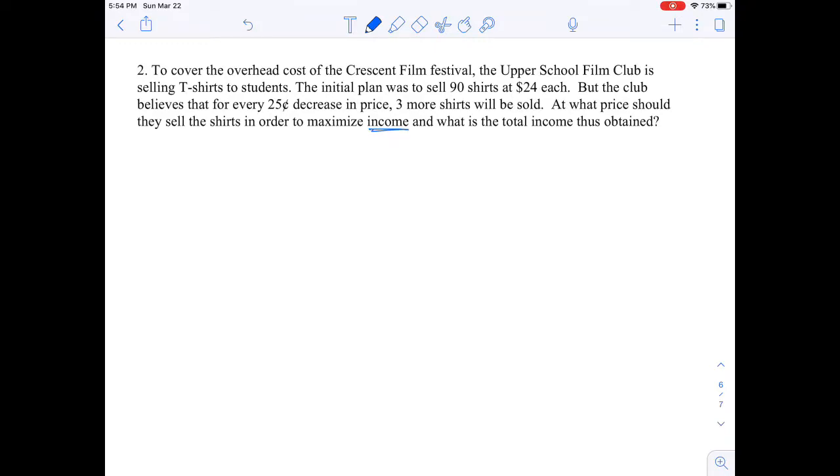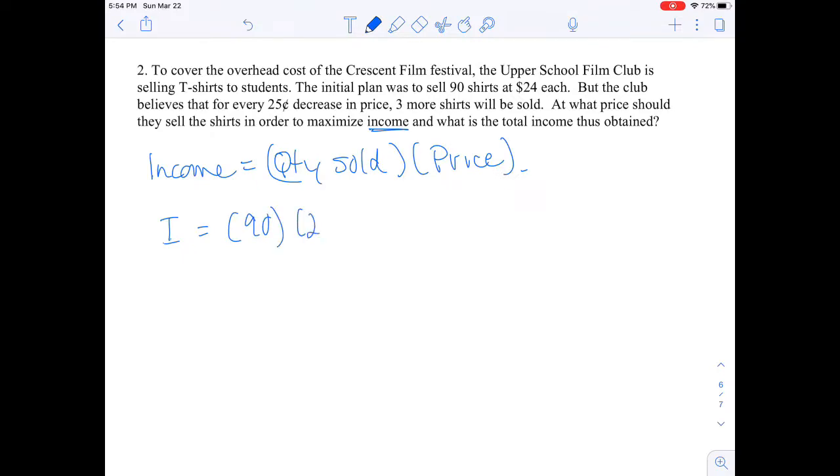And the way we define income is that it is quantity sold times the price. I know this is not the actual definition of income, but it's the one we're going to use for this question. So in this question, there's a film festival, and in order to cover the cost, the film club is selling t-shirts, and the initial plan, if you can imagine this, is to sell 90 shirts at $24 each, and you get a certain income for that amount.